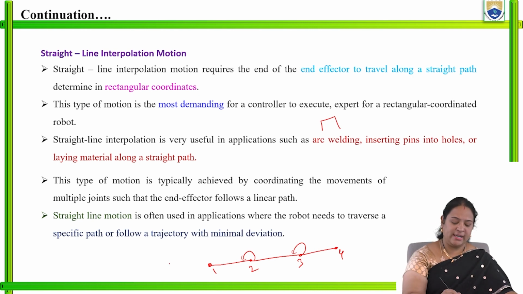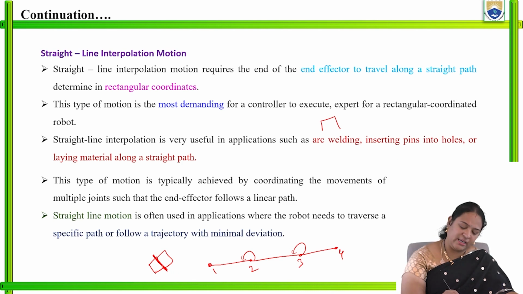Arc welding is also done in a straight motion, right? The welding will be done in a straight motion, so the robot's movement will be done in a straight interpolation motion. That is the application. Wherever the robot's manipulator will be traveling in a straight path, or in any particular rectangular coordinate system of the end effector, those industries are considered applications of the straight line interpolation.